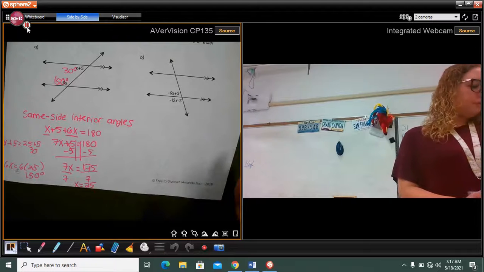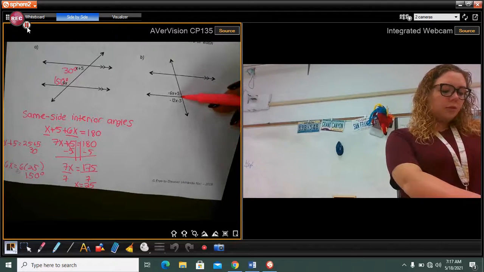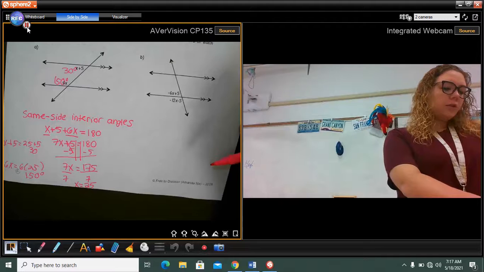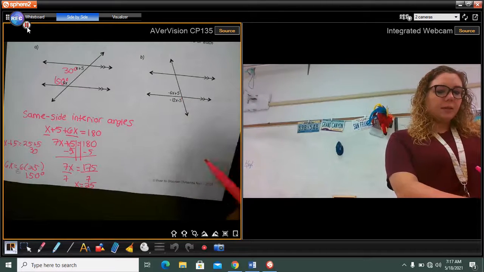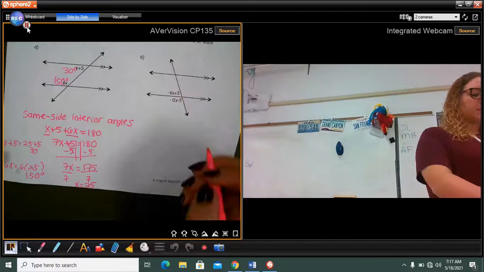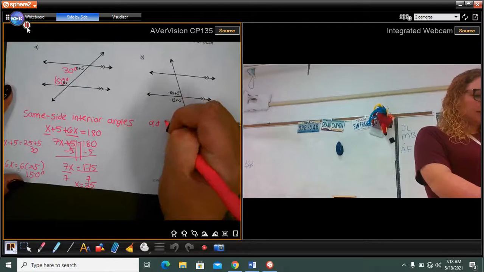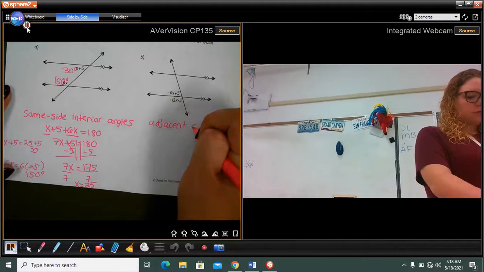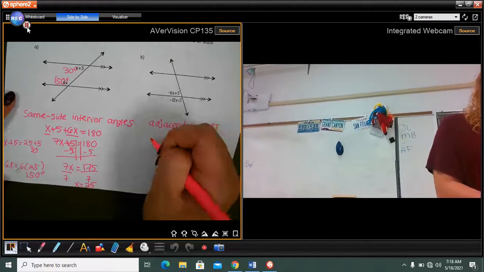This next one. What kind of angles are these? These are adjacent angles. They share a common vertex, and they're on the same side. And what do we know about adjacent angles? They're equal to what? 180. We're going to add these up.